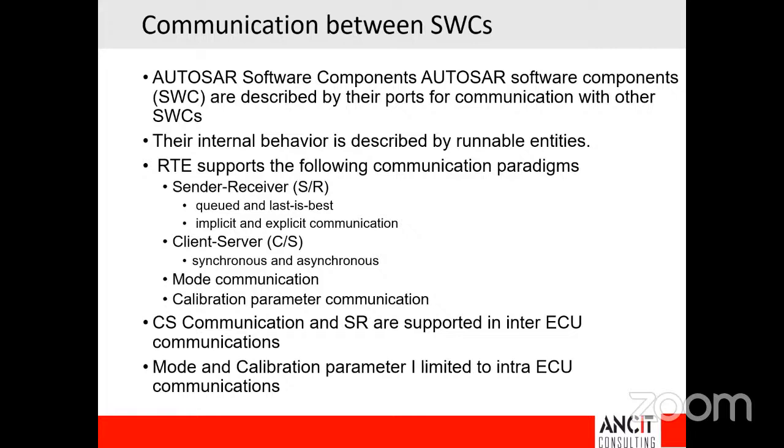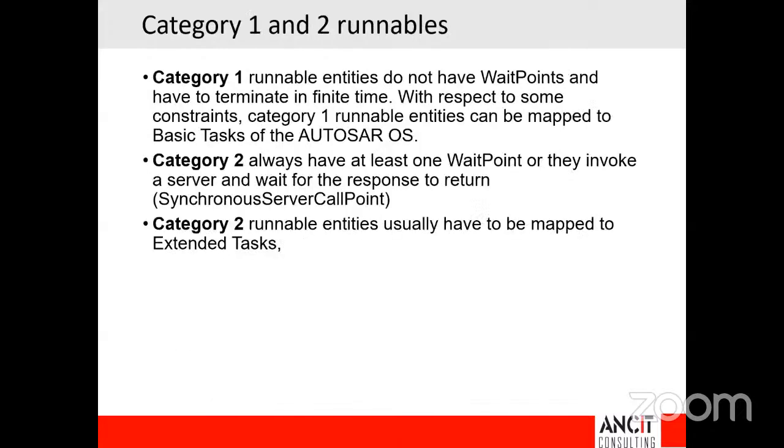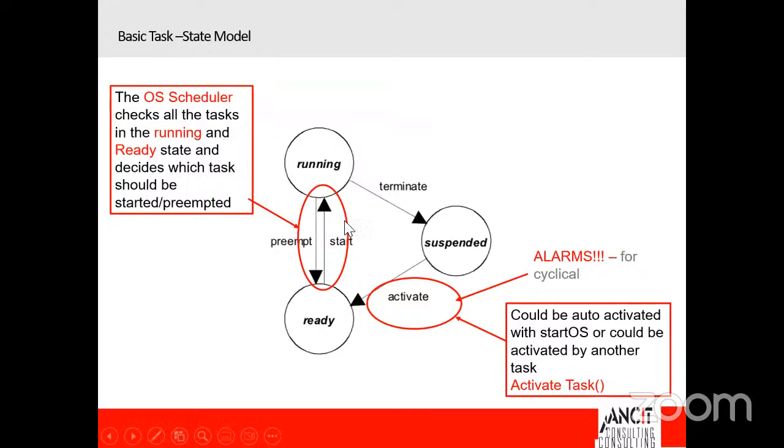The problem in explicit communication is, for example, two runnables may try to access the variable at the same time, especially during preemption. During preemption, one runnable will be executing and it is modifying the data.